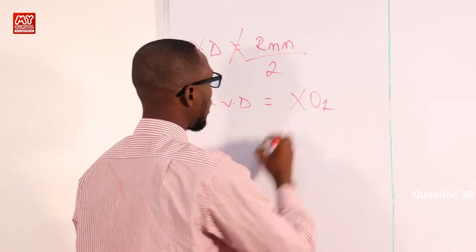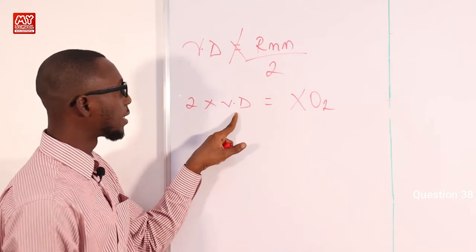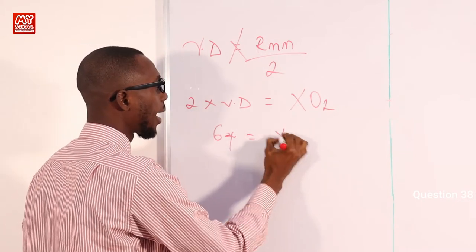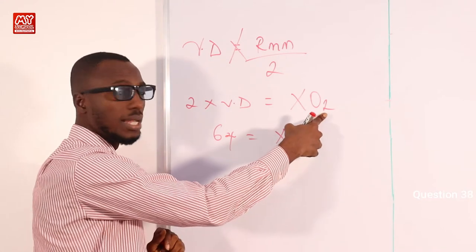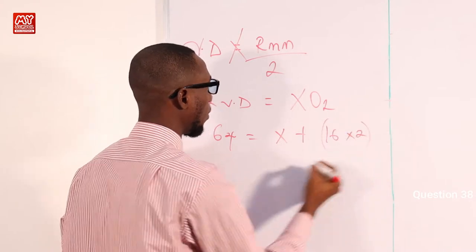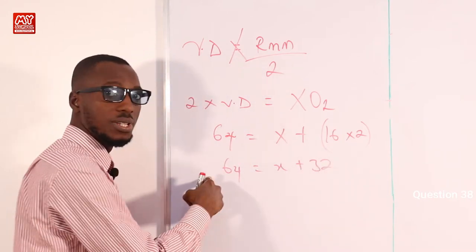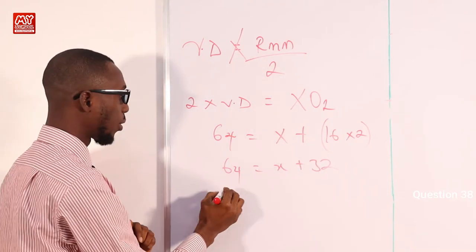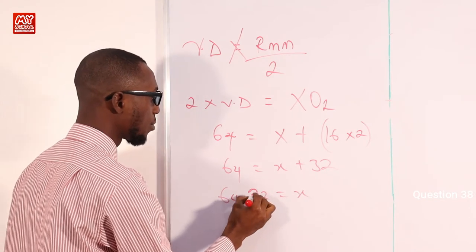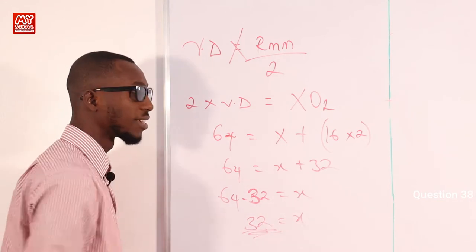that will be 2 times vapor density equals the relative molecular mass of the gas. We can see from the question that the vapor density is given as 32. So that will be 32 times 2, that gives us 64, equals X plus, for oxygen, 16 times 2. So we'll have 64 equals X plus 32. When we send 32 over, it becomes 64 minus 32 equals X, which gives us 32. So the atomic mass of element X is 32.